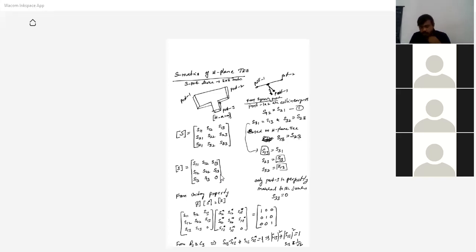And I want to add one more thing here. From the collinear ports, we can add this also: S11 is equal to S22. Both are having the same value. So S22 is equal to S11. Now I will write the modified matrix.